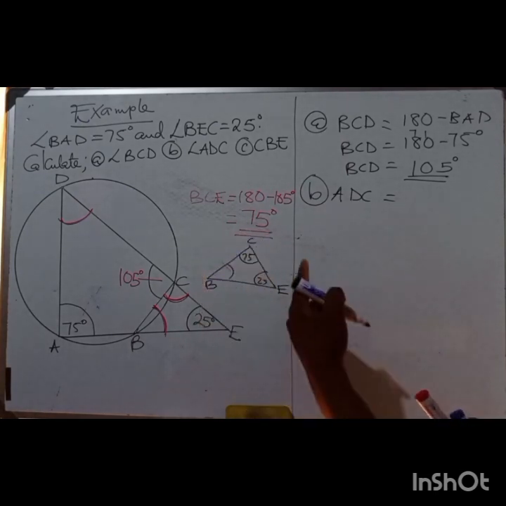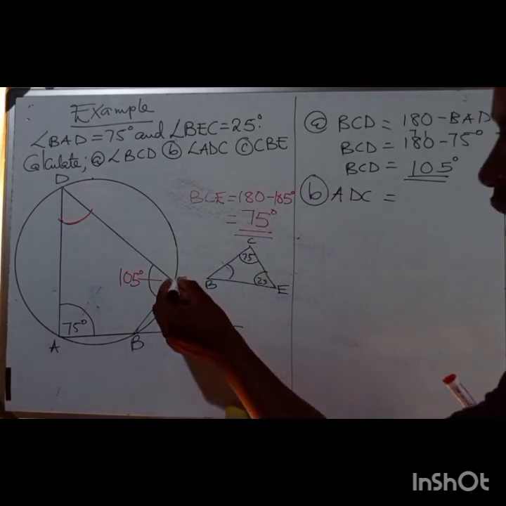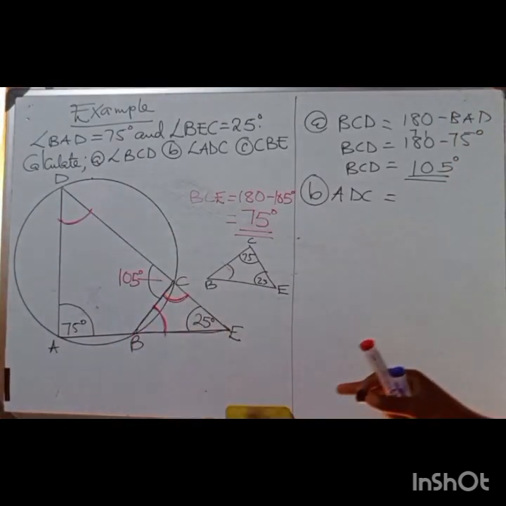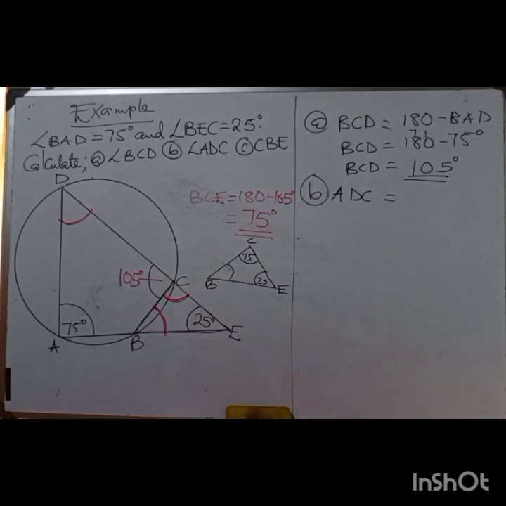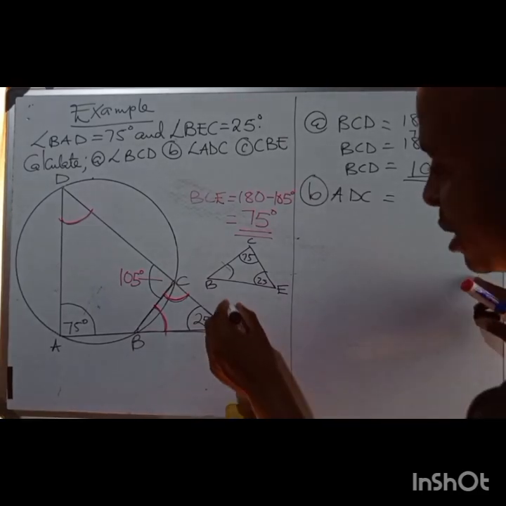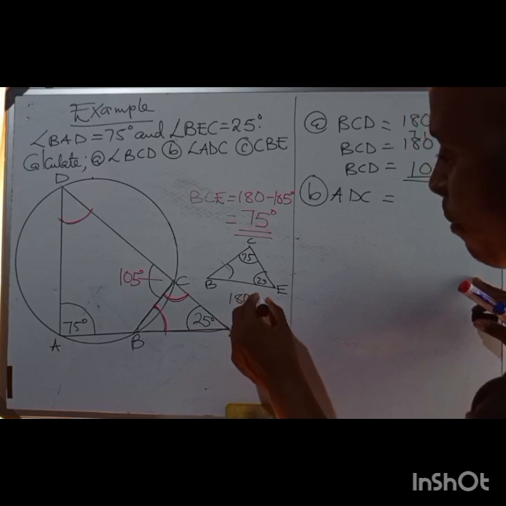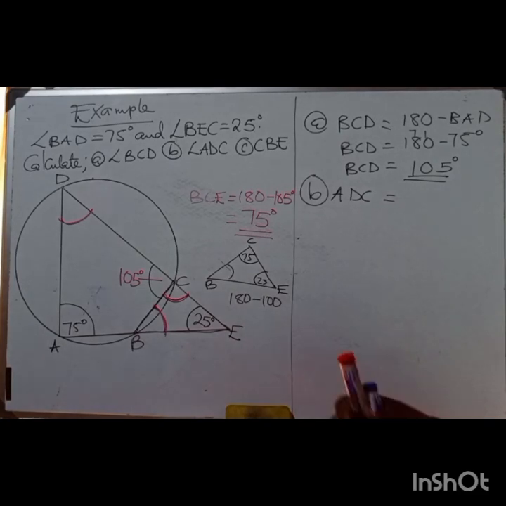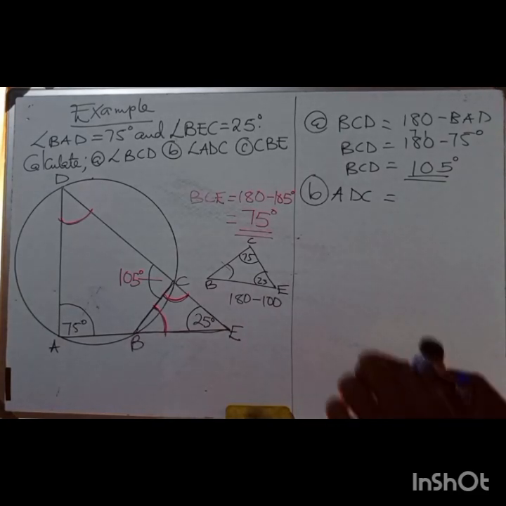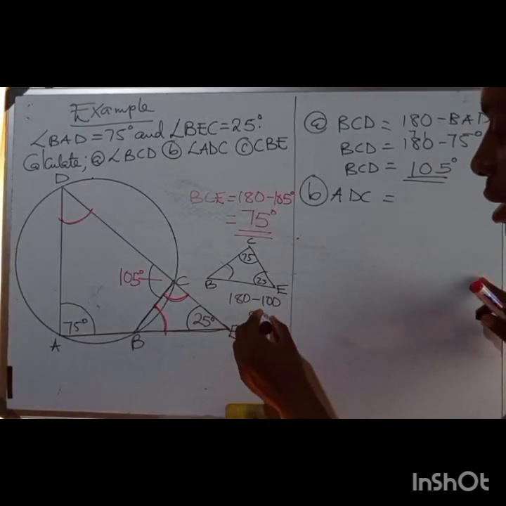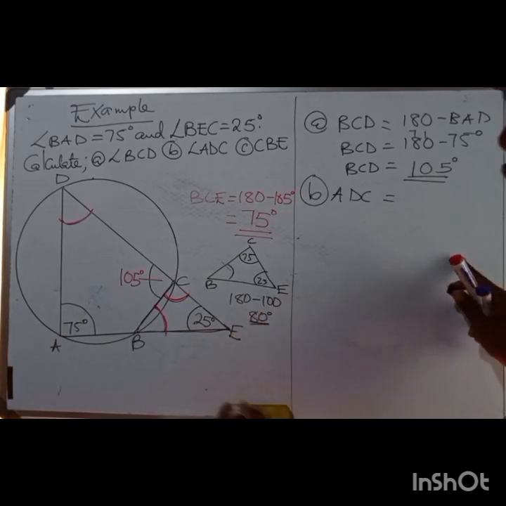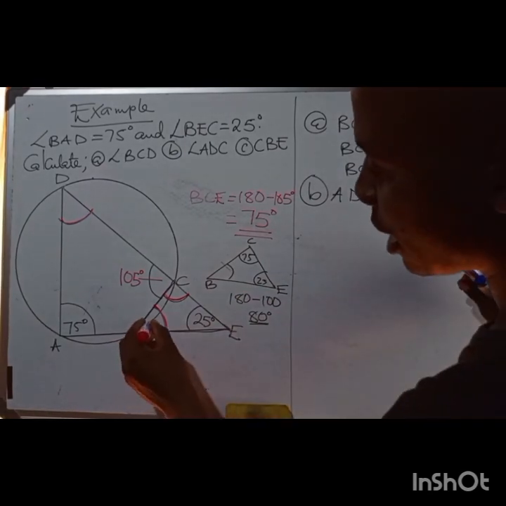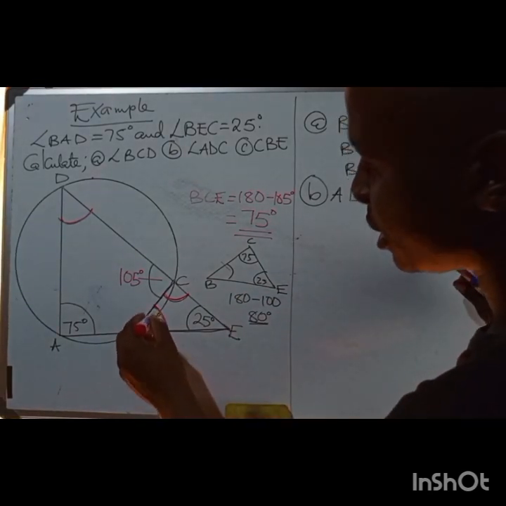Because this is the angles in a triangle. I've taken this one as my triangle. So it will be 180 minus 75 minus 25. Let me just write it: 180 minus 100, because 75 and 25 add up to 100. So 180 minus 100, the answer is 80. So this means that this angle here is 80 degrees.